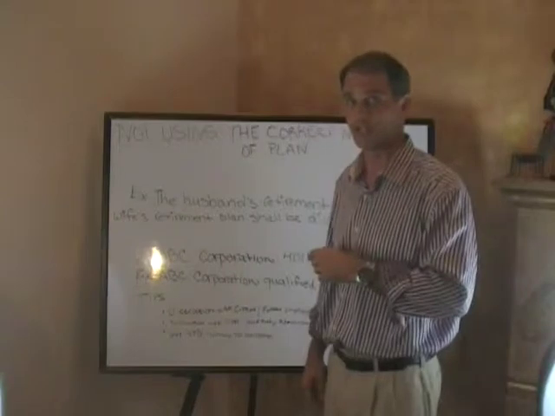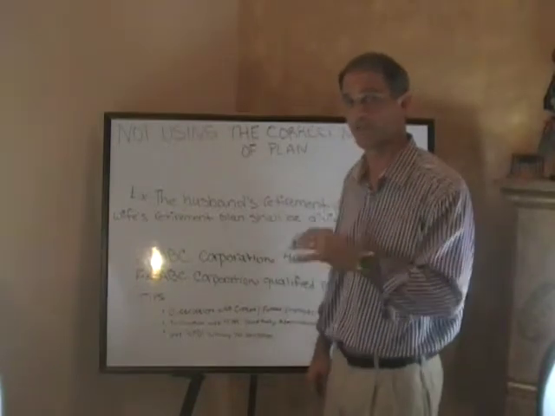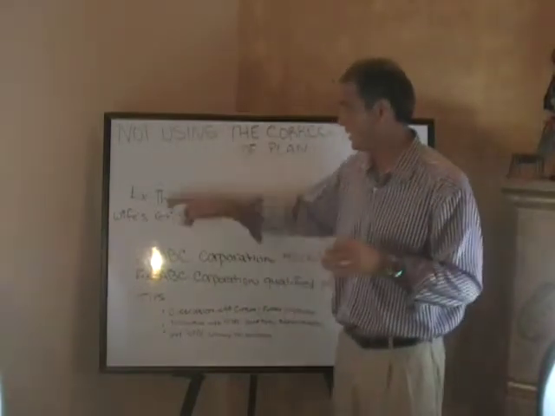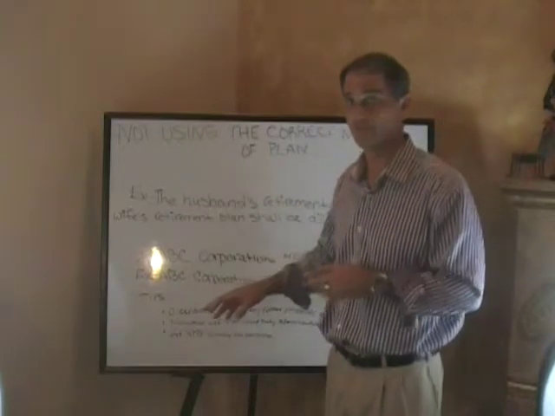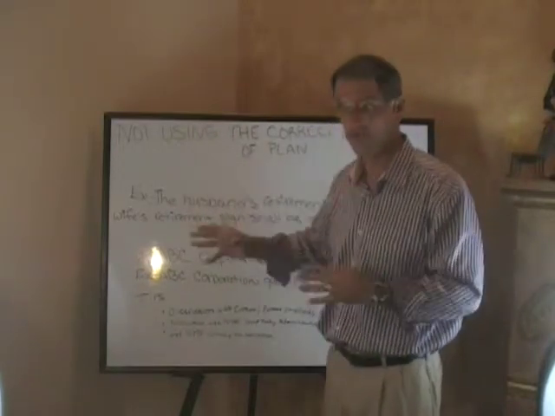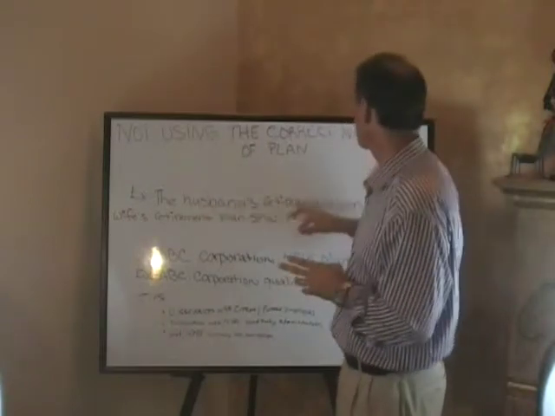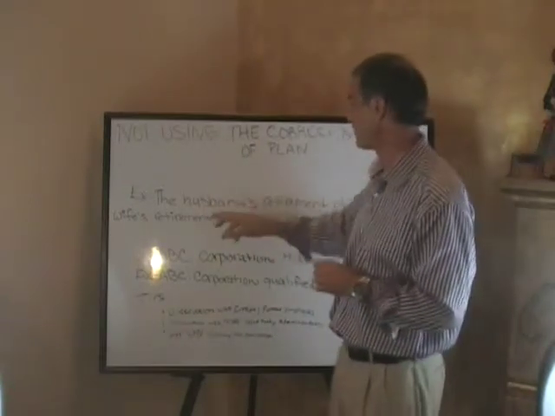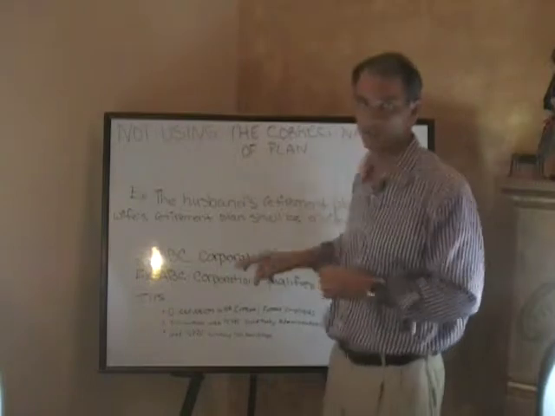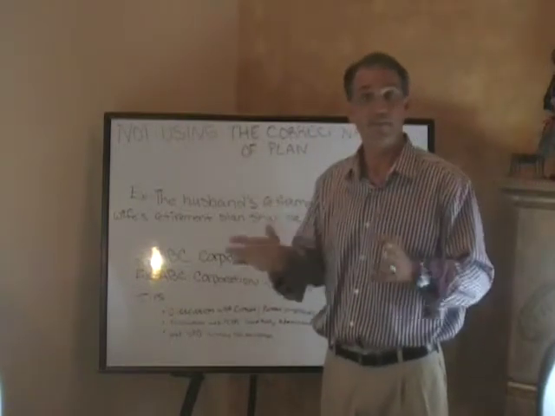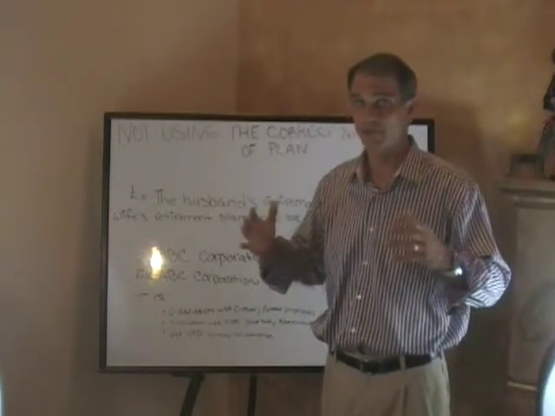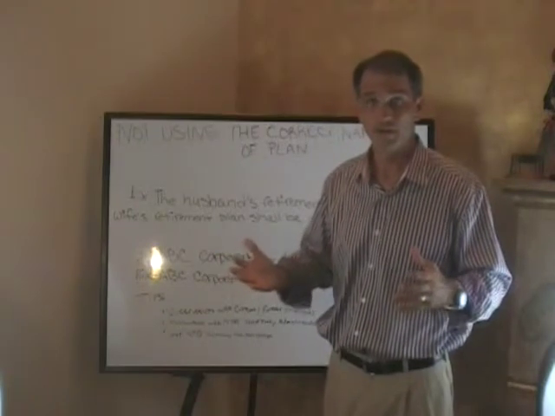I've drafted up an example here on the board. I'm not sure if you can see it, but I'll read it to you. An example of something that I see quite often that's completely incorrect is a provision saying the husband's retirement plan and the wife's retirement plan shall be divided equally. If I have that provision in there, I really don't know what types of plans are being divided.